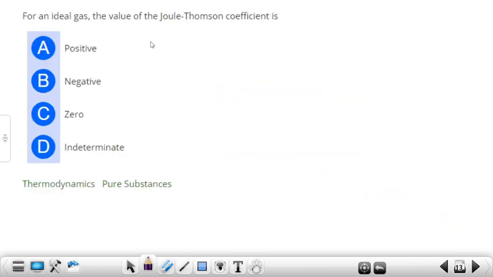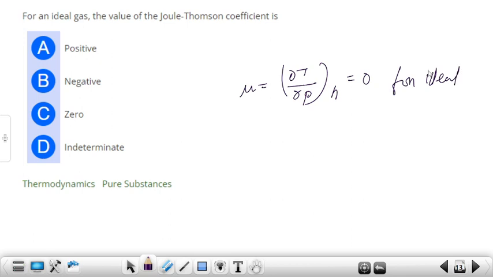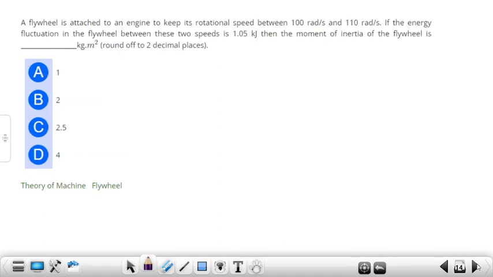Next, for ideal gas, the value of Joule-Thomson coefficient. So for ideal gas, the Joule-Thomson coefficient mu is equal to del T by del P at constant enthalpy, which is equal to 0 for ideal gas. Option C is the correct answer. Next question.